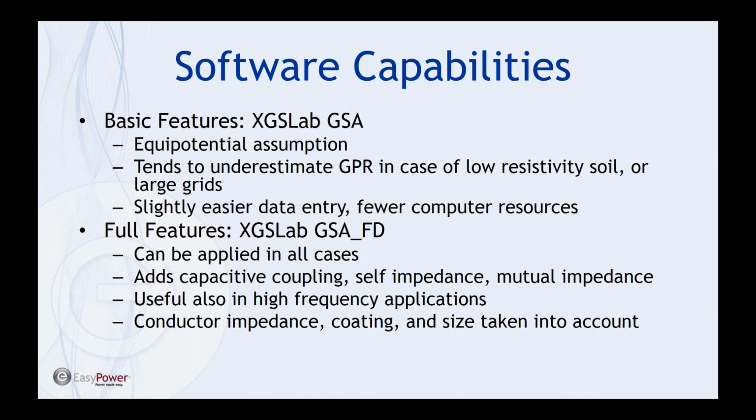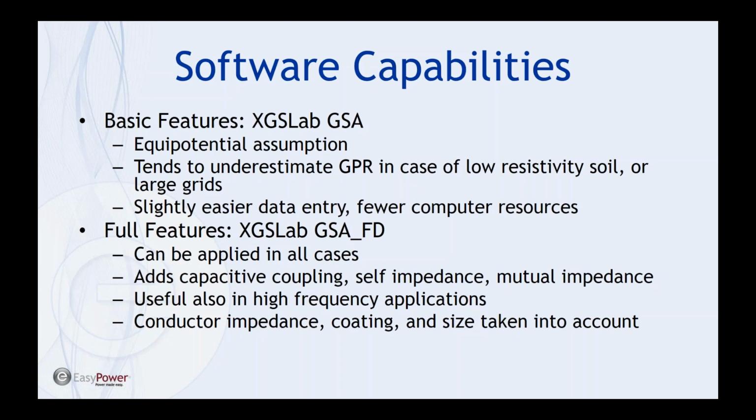There are benefits to it too, though. In grids where you don't need the extra computational power and you're sure you can use the equipotential assumption, you get slightly easier data entry, and fewer computer resources are required to calculate this. The GSA module, or this level of module, is also useful. It's definitely a step up over the IEEE 80 spreadsheet because you get the numerical and graphical output useful for investigation of GPR, leakage current, surface potential, and touch and step voltage distribution.